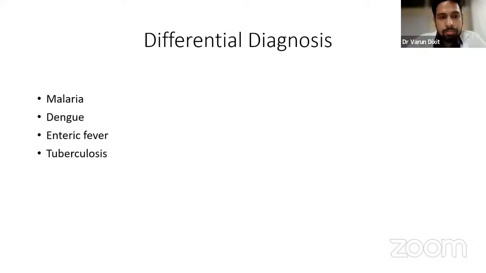Based on the history, I would like to make these four as my provisional diagnosis, differential diagnosis: malaria, dengue, enteric fever, and tuberculosis. Dr. Varun, this is Dr. Sai. Yes, sir. Let's start with the differential. You think you are dealing with a medical case? Based on history of pain abdomen and vomiting with fever, I would like to go for these diagnoses first. So pain abdomen with vomiting, you think of malaria first, on left flank pain abdomen.